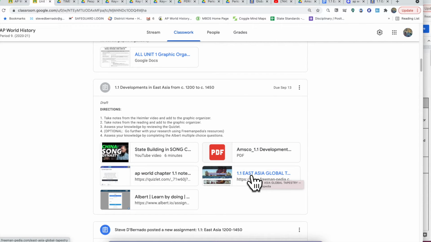East Asia, this is Freemanpedia. If you want to go further and you really want to gain a depth of knowledge to really understand the details, you can go in here, and this is supplementary. This Freemanpedia is not mandatory, but this is for you to take it a step further if you want, okay?